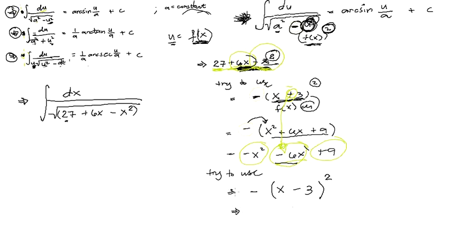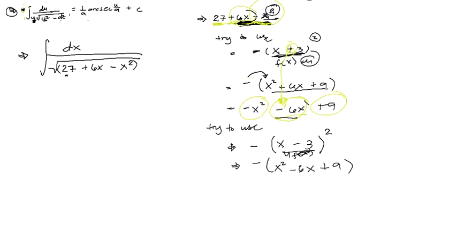Okay, so let's try to expand this f of x here, or u. Let's try this to expand. So we have x times x squared, then negative 3x times 2, we have negative 6x, and then negative 3 times negative 3, we have positive 9. So the expanded form of this is x squared minus 6x plus 9, right?